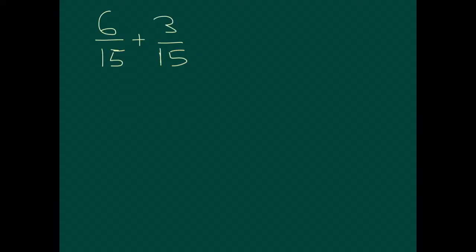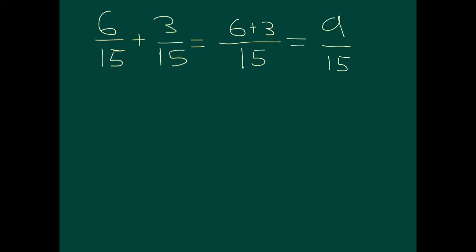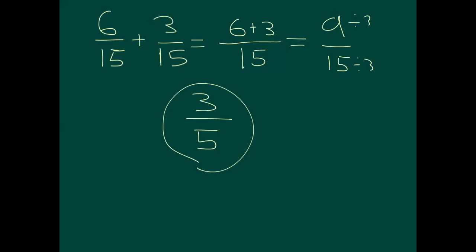So today we will be adding fractions. So the problem we have is 6/15 plus 3/15. And so since they're common denominators, you can add them like normal. So you stick with the common denominator, which is 15. And then 6 plus 3 is 9 over 15. And that can be simplified. So 9 divided by 3 is 3, and then 15 divided by 3 is 5, and so 3/5 is the final answer you'll get.